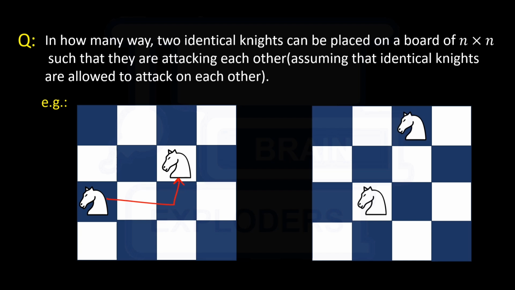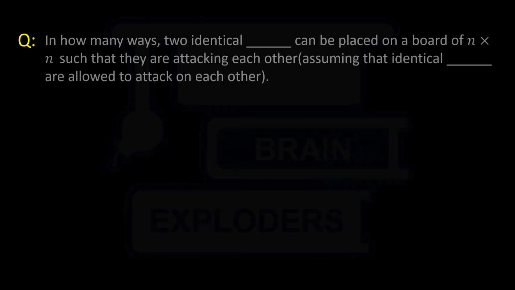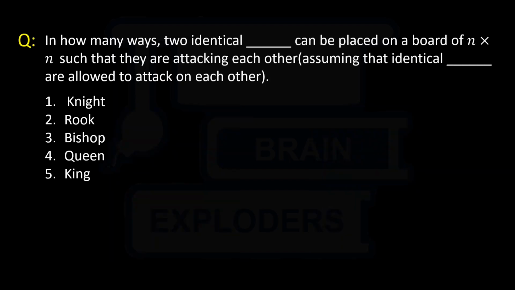And in a similar way, these two knights are attacking each other, and we have to count such possibilities. After this, we will also discuss the same question for other chess pieces like rook, bishop, queen and king, including knight.